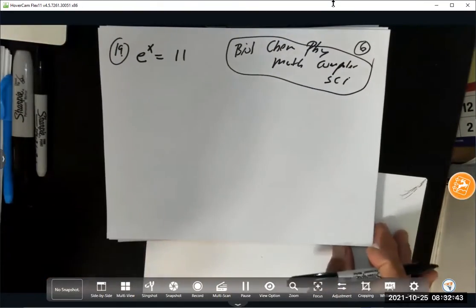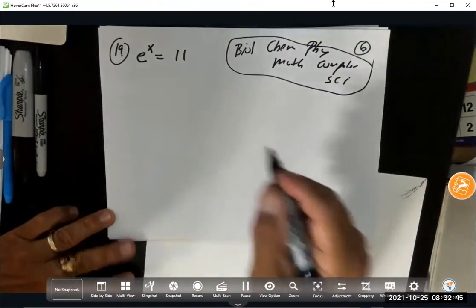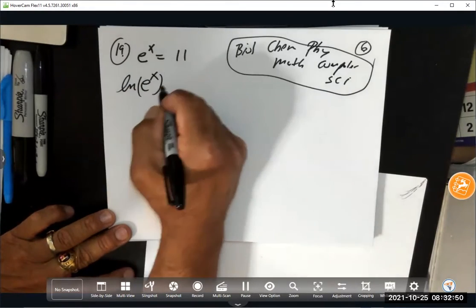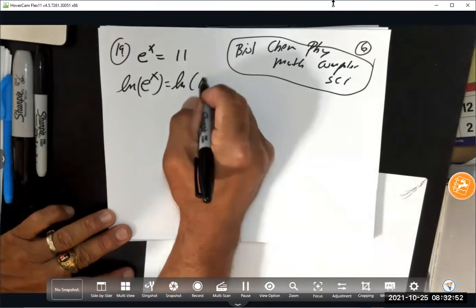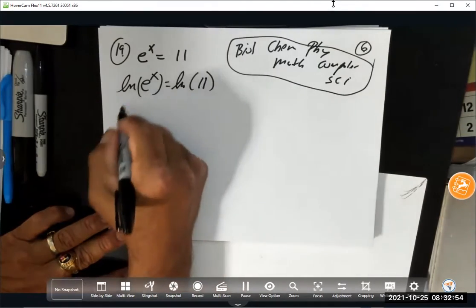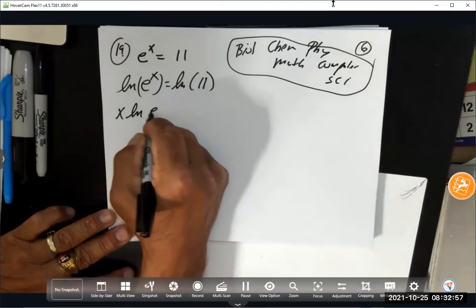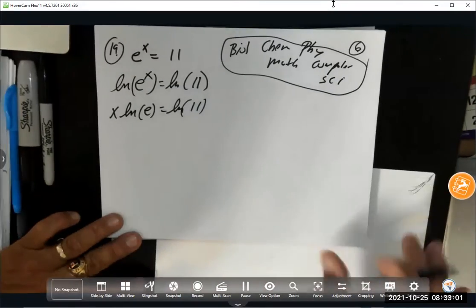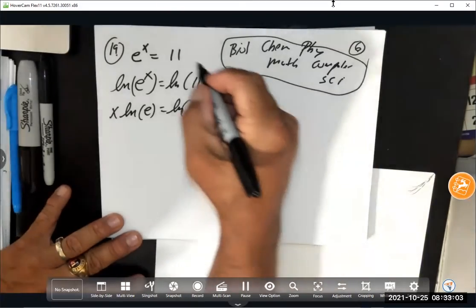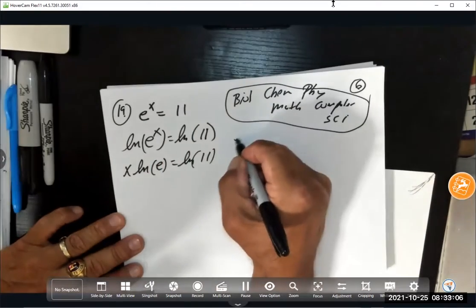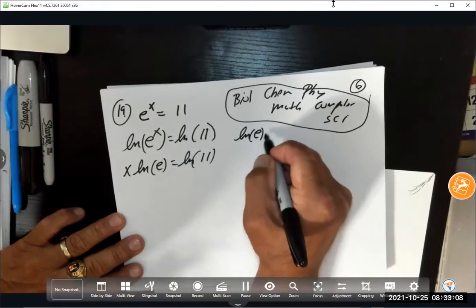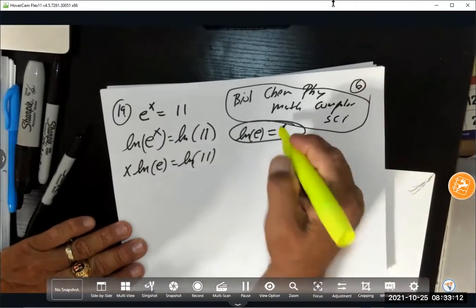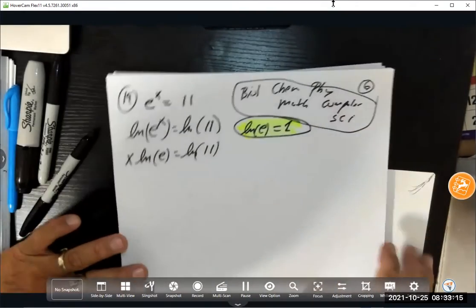Okay, what we're going to do is this. If you take the log of this side and the log of 11, this is going to be x times the log of this magic e thing equals ln of 11. Now, there's a formula I gave you before. It said if you have ln of e, it's always equal to 1. And I'll show you where I got that formula.